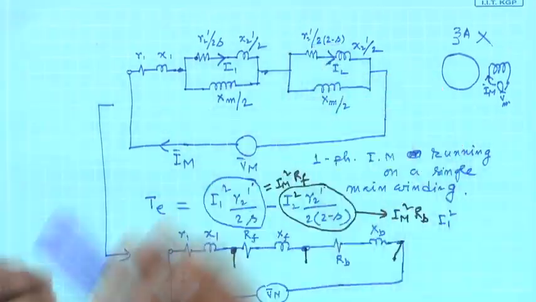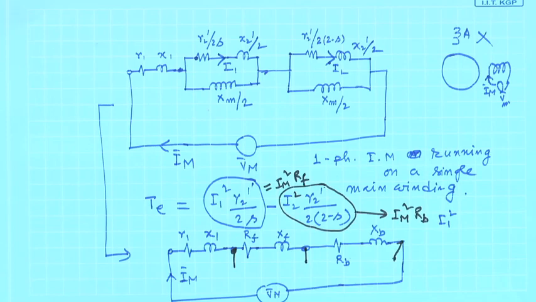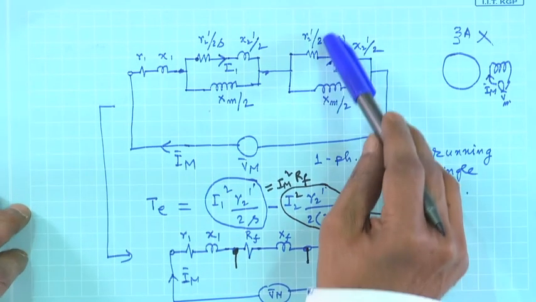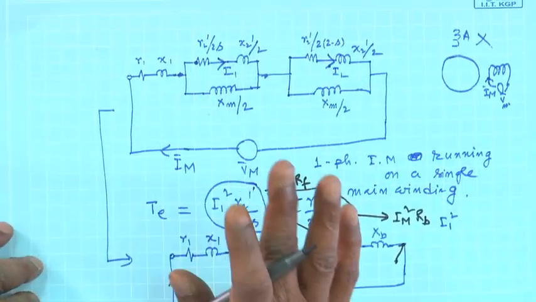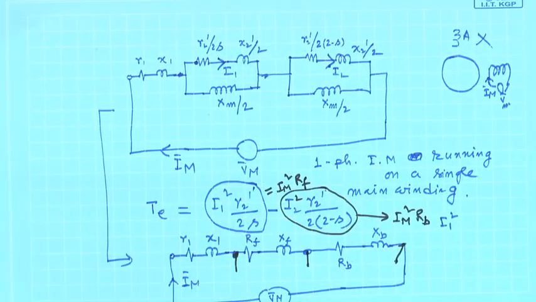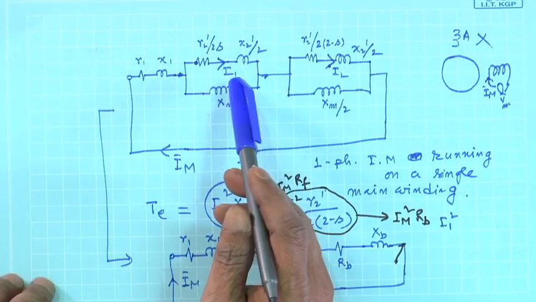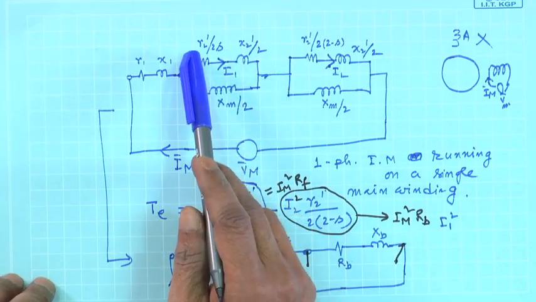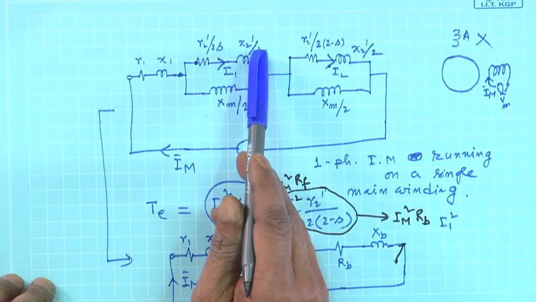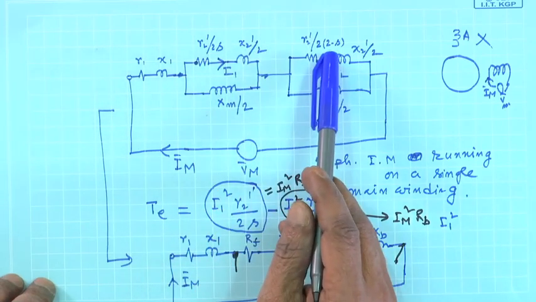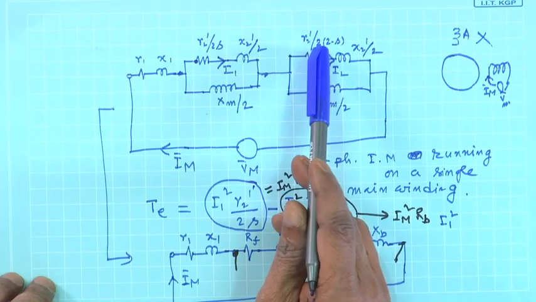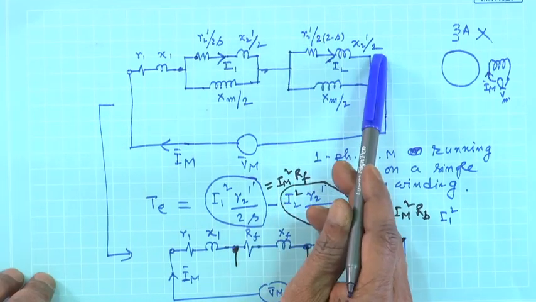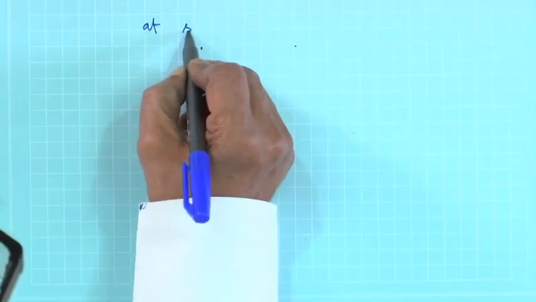Now, you notice one thing. Suppose at starting condition s is equal to 1, I will just tell verbally. What does the equivalent circuit tell me? Is it correct? At least I can verify. If s is equal to 1, then it will be R 2 dashed by 2 here, and this is X 2 dashed by 2. If you put s equal to 1, this will also be R 2 dashed by 2, and this is X 2 dashed by 2.